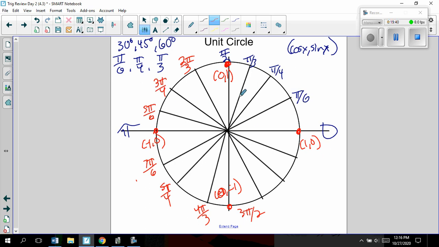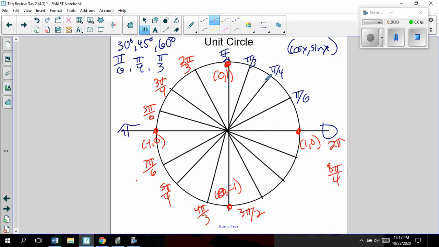I will say you generally are in one of these 2 quadrants. Maybe you end up in this quadrant if you get a negative pi over 6, because remember, you can go backwards if you have a negative angle. But oftentimes, you're going to end up here. Okay, and to do this 4th quadrant, we think of this as 2 pi instead, which would be like 8 pi over 4, for example.